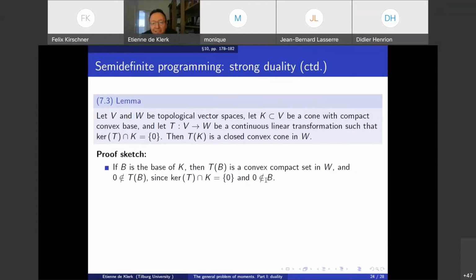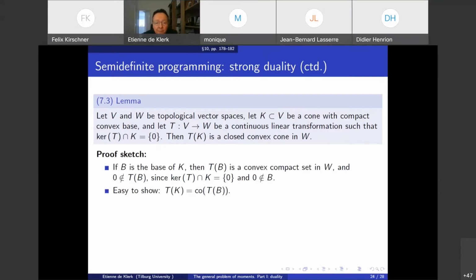So my definition of the base of the cone was incorrect. I had to add that 0 is not an element of the base. But my example was correct. If we take the semi-definite matrices of trace 1, obviously the 0 matrix is not there, and every possible semi-definite matrix is a non-negative multiple of such matrices.